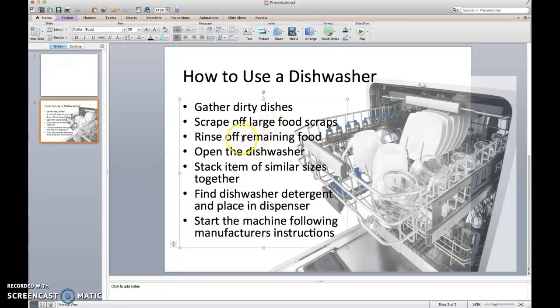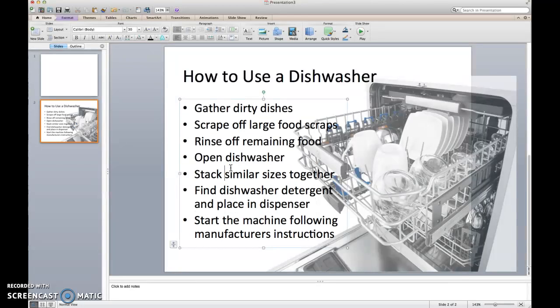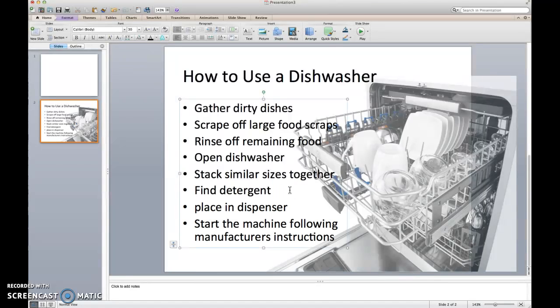Food scraps. Rinse off remaining food. Open the dishwasher. I can take away the "the" because that's not necessary. Stack similarly sized items. Stack similar sizes together. Still kind of gets the point across very bluntly. Find detergent and place in dispenser. I'm going to make a new bullet out of that. Find detergent. Start machine. Follow instructions.